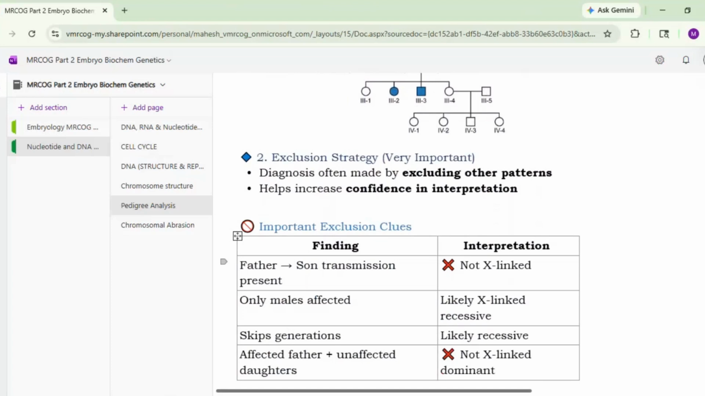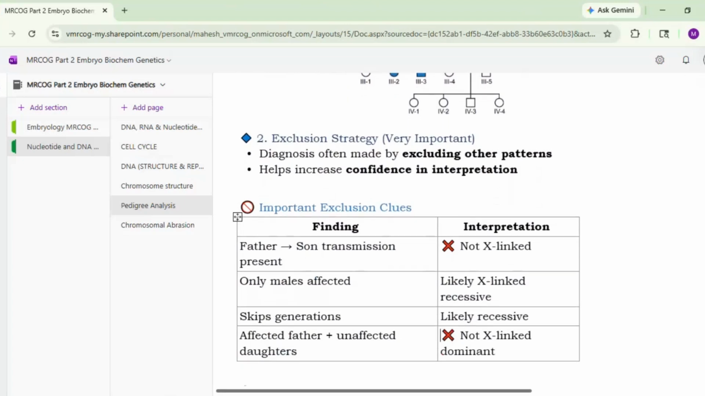If father to son transmission is there, that means it is not X-linked. In X-linked, the mother will be a carrier and the son will be affected, and there is no father to son transmission. If only males are affected, that is suggestive of X-linked recessive. Skipping of the generation means recessive, either X-linked or autosomal. An affected father plus an unaffected daughter is also not X-linked dominant.